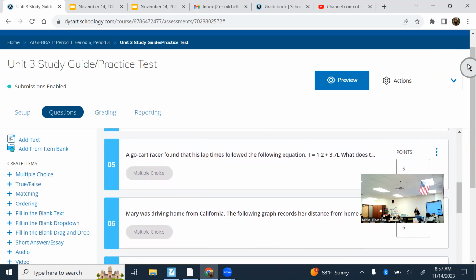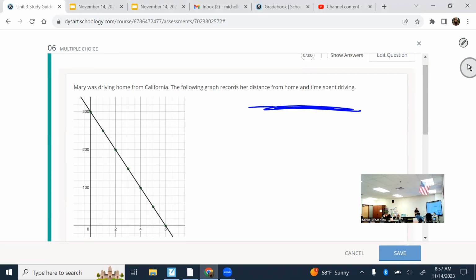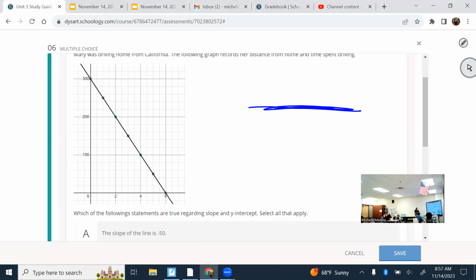Mary was driving home from California. The following graph records her distance from home and the time spent driving. So just keep that in mind. Distance from home and time spent driving is what we're comparing. So it also doesn't have these labeled. You could label them if you want.